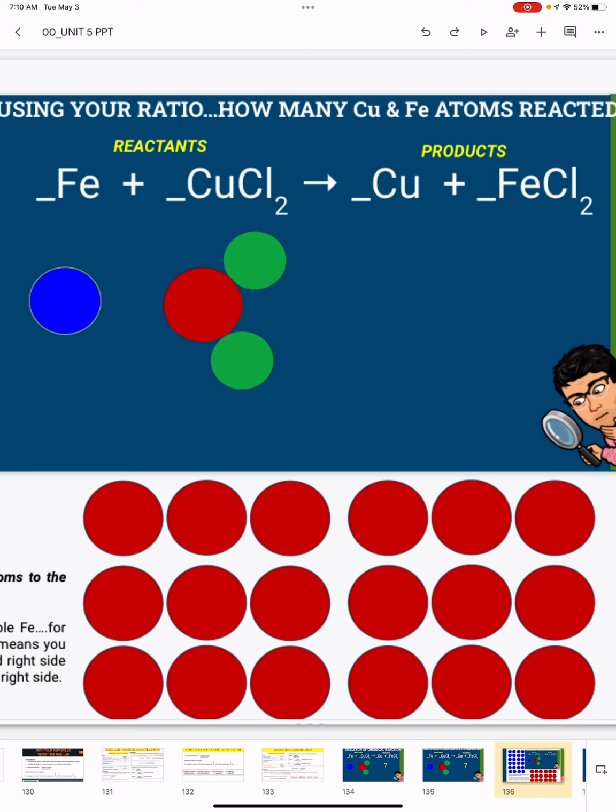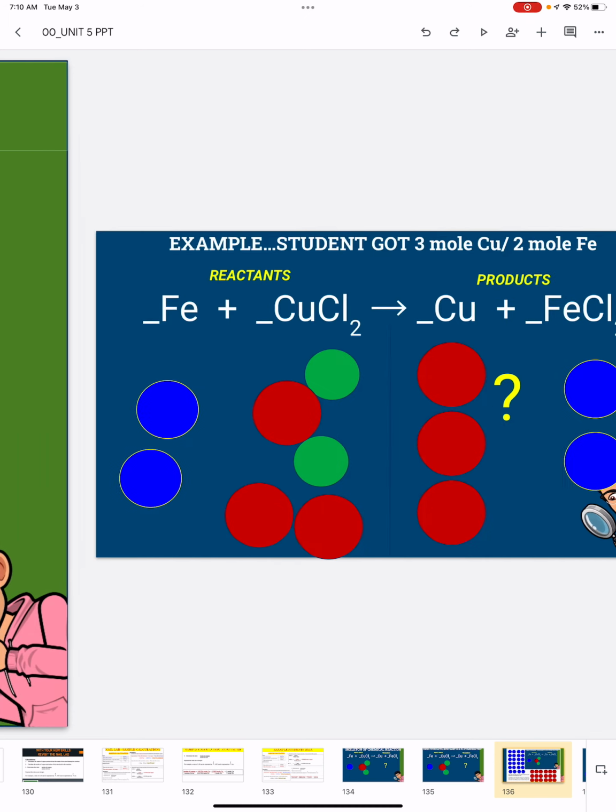I added 3 red circles to the right side because of the 3 moles of copper atoms for every 2 moles of iron. I added another 2 red circles on the left side because I need to have 3 copper atoms on both sides due to conservation of matter. And then for iron, I added 2 iron atoms on the right side. There's that 3:2 ratio. And so mine looks like this.